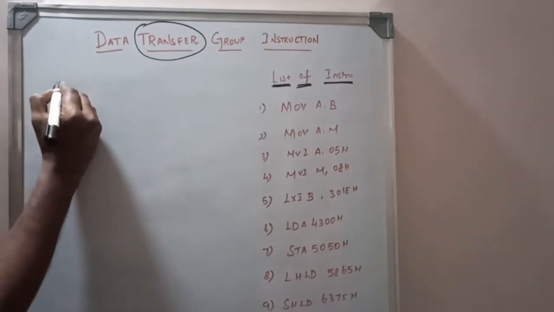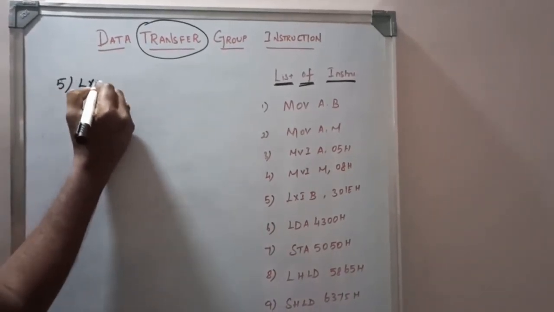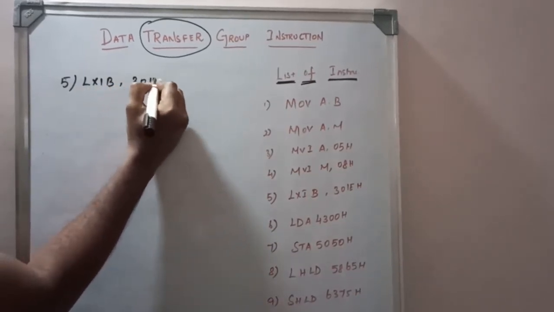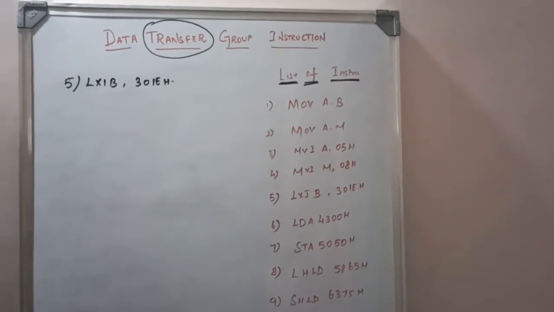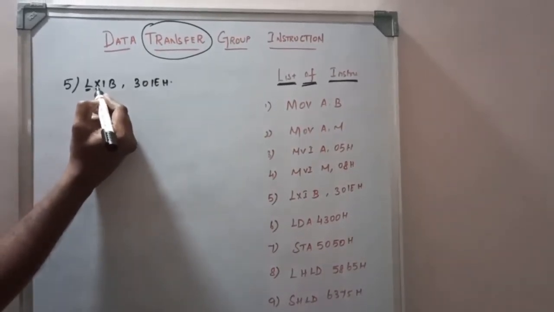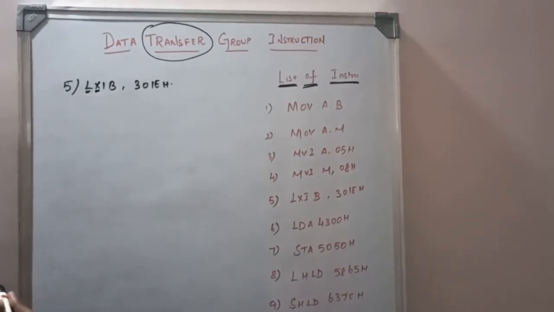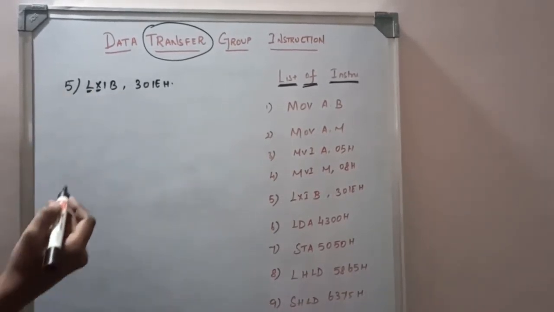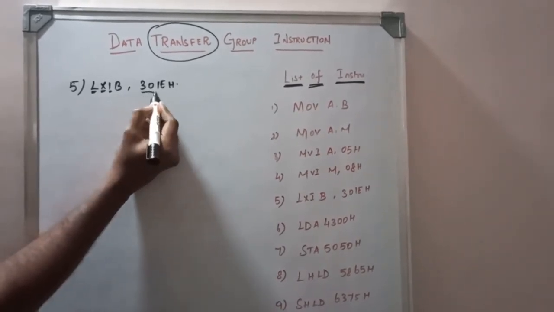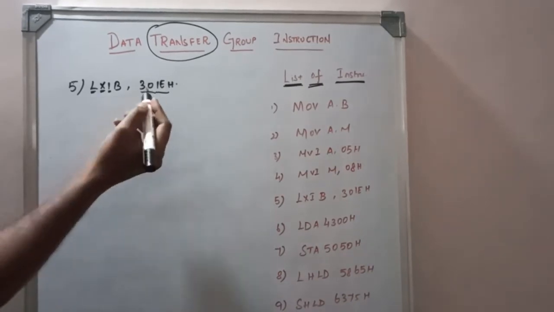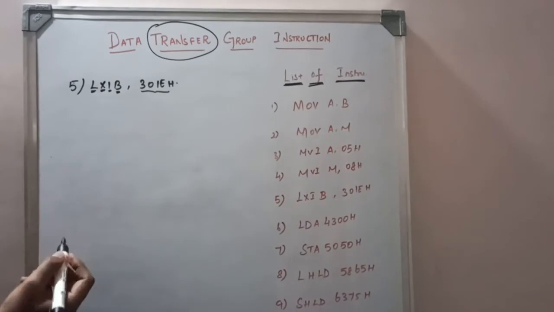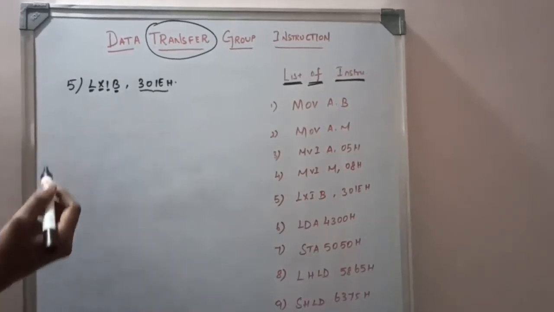Next, fifth one, LXI B, 301EH. In this instruction, L represents the load function. X represents the 16-bit value present in the instruction. I represents that this data is considered an immediate value, 16-bit data. B is a register, the destination point.